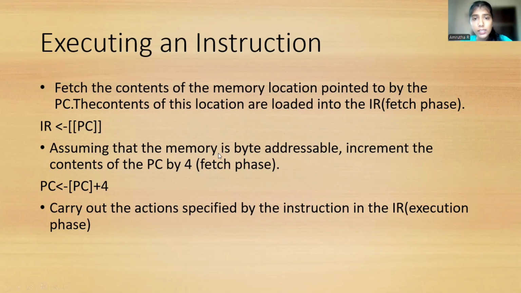Assuming that the memory is byte addressable, increment the contents of the PC by 4. Now to execute the next instruction, the program counter has to be incremented by 4, and it will give the next instruction that has to be executed. So we are doing PC plus 4, and that is again stored in the PC.